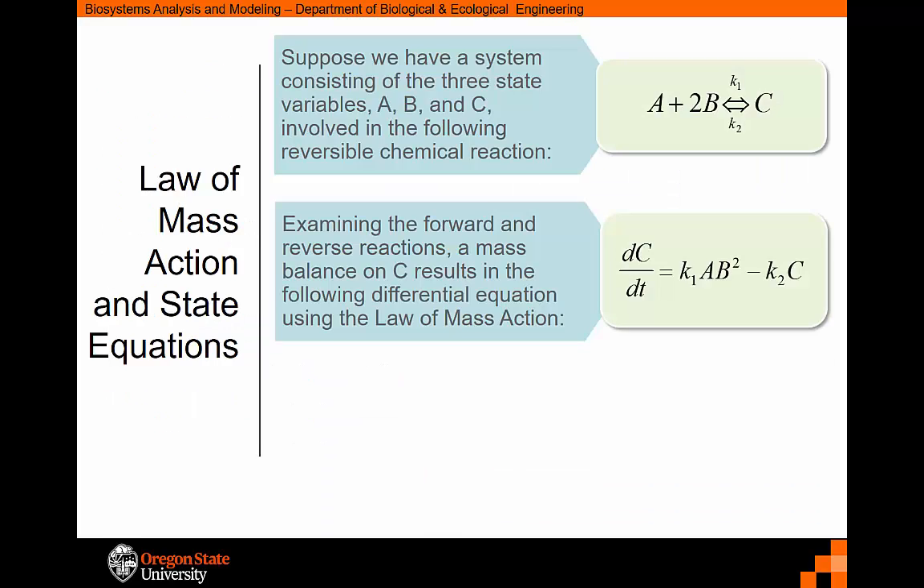The law of mass action can be easily incorporated into our state equations describing system dynamics. For example, consider the reversible chemical reaction shown here. We could model the mass balance of, for example, the product C by applying the law of mass action to the forward and reverse reactions. Our state equation includes the additions to C, captured in the forward reaction in the first term of the differential equation, and the reverse reaction, captured in the second term of the differential equation.